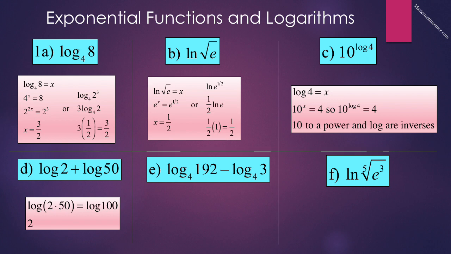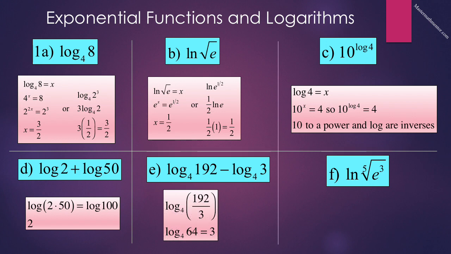D reads log of 2 plus log of 50. To find the log of 2, we would have to solve the equation 10 raised to the x is equal to 2. And our answer would be irrational and not easy to find, except with a calculator. The same is true with log of 50. However, we can use our log rules to write this log of 2 plus log of 50 as log of 2 times 50, which is log 100. And the log of 100 is 2 because 10 squared is 100.